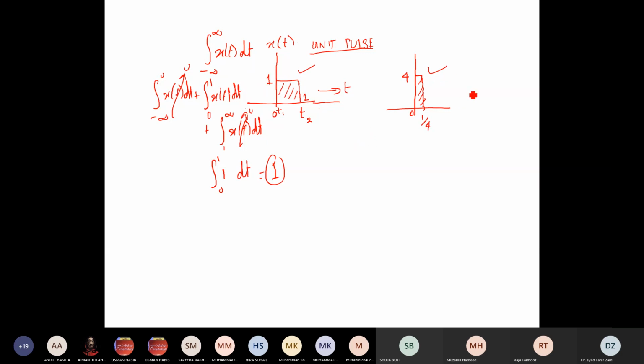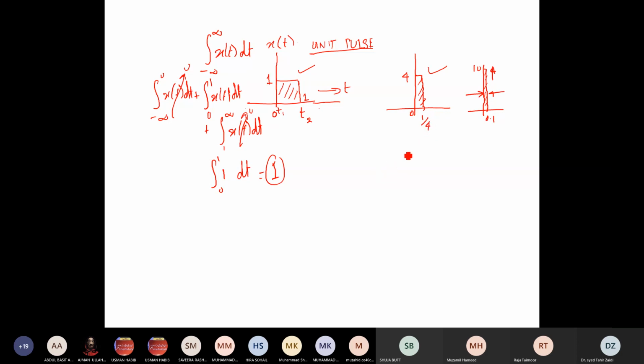Now if you further reduce it, let's say to 0.1, what will the magnitude become? 10. So we can keep going on and keep reducing this duration. If you keep reducing it, its magnitude will keep increasing, right?